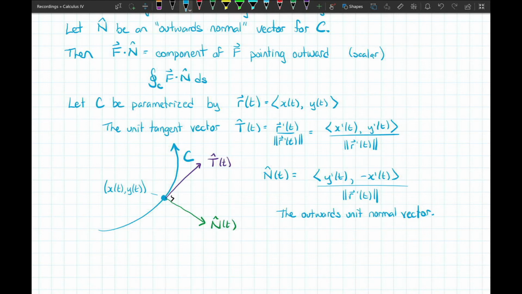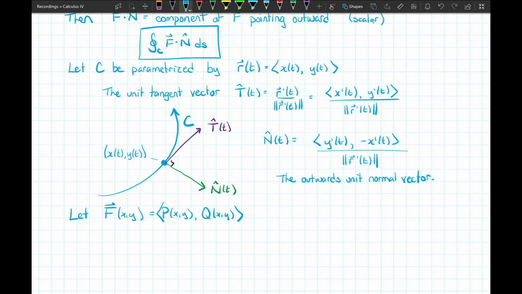And let's see if we can go back and calculate the value of this line integral using Green's theorem. Let's let F be the vector field P, Q, where P and Q are functions of x and y. And let's evaluate this line integral to get the net flow out.